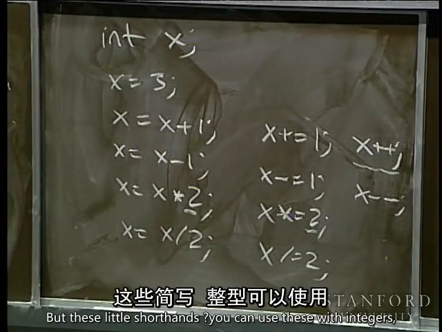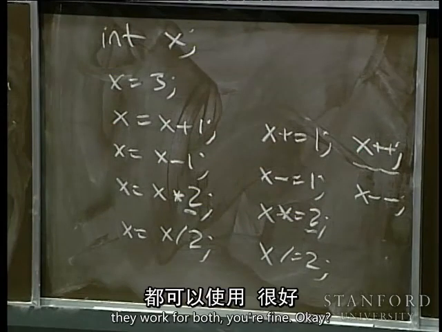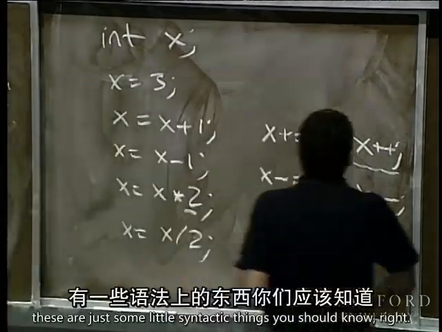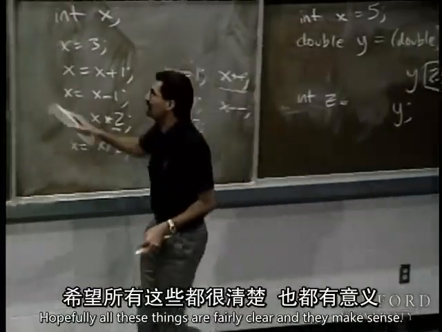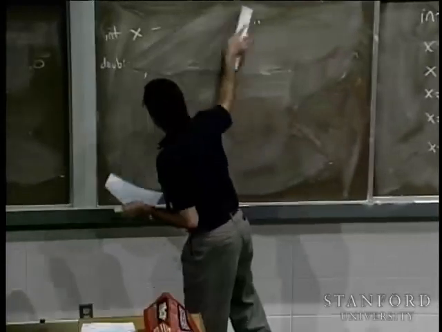You can use these with integers. You can use them with doubles. They work for both. You're fine. Okay? So besides the shorthands, these are just some little syntactic things you should know, right? Hopefully all these things are fairly clear and they make sense.